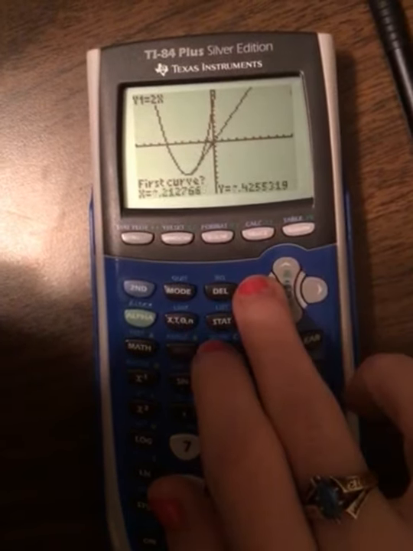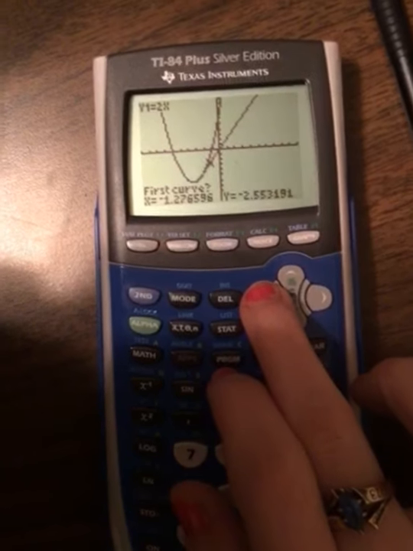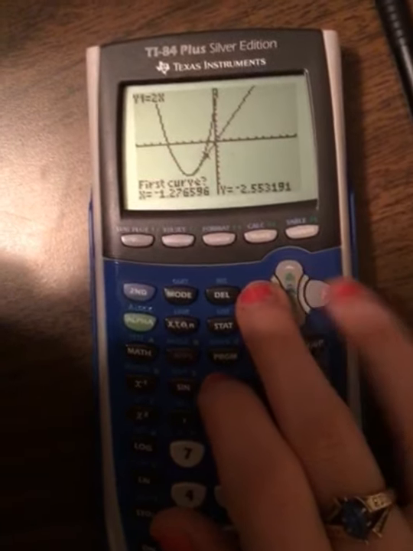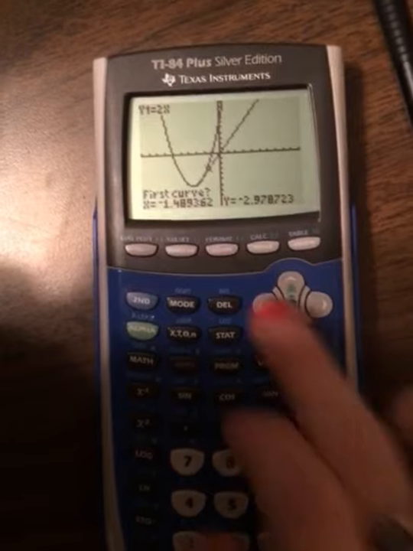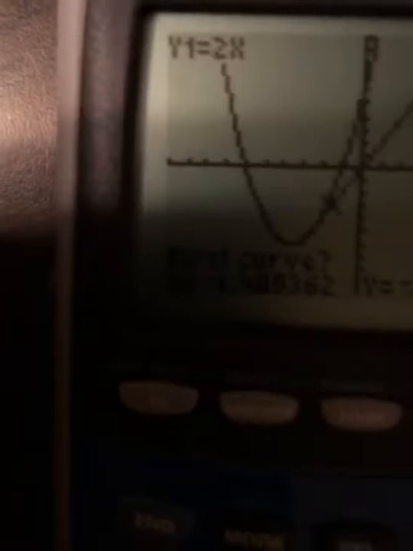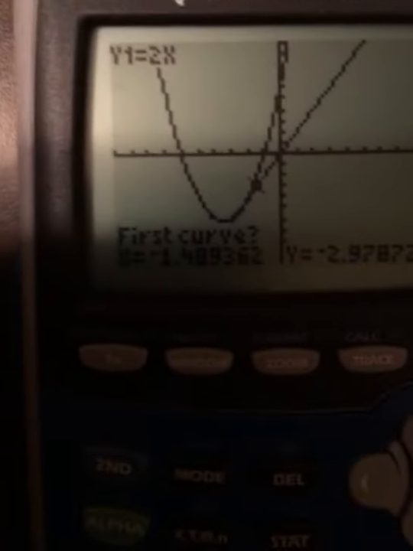When I go second trace to intersect, I'm going to scroll over to the left since it intersects over here as well. I'm going to click enter 3 times. Would you look at that? My other intersection point is at negative 3, negative 6, which is answer choice 2 for question number 2.